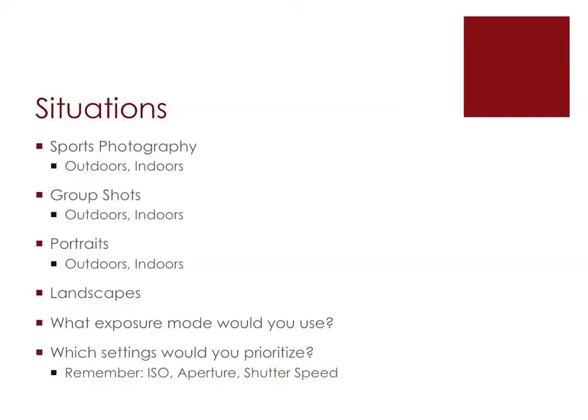So let's think about different situations. We're not going to go through all of these, but I wanted you to think: what would you use? I'll simplify it. Sports photography is really fast paced. You probably don't want to be in manual exposure mode, although in certain situations you can be. I have done that before. But let's say you have to choose between shutter priority, aperture priority, and manual. If you had to choose between those three, for outdoor sports photography, what would you do? And for indoor sports photography, what would you choose?